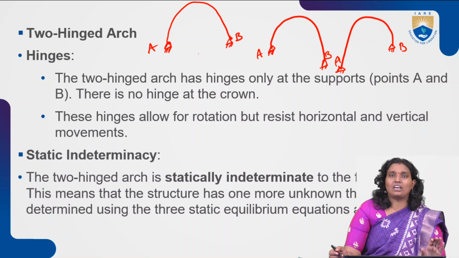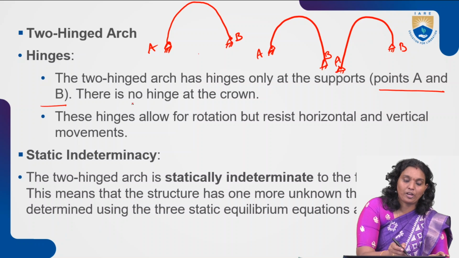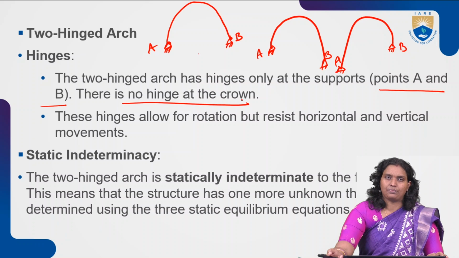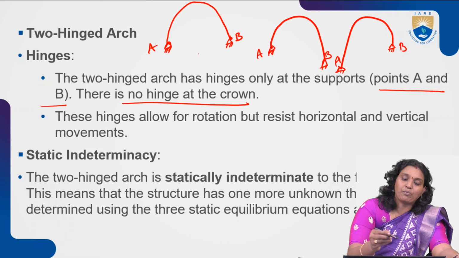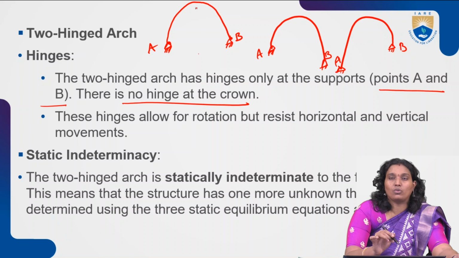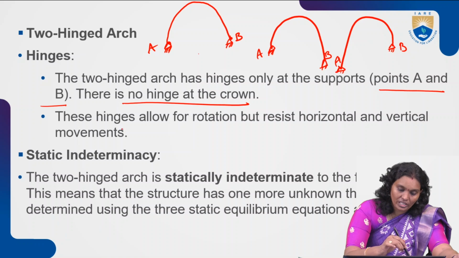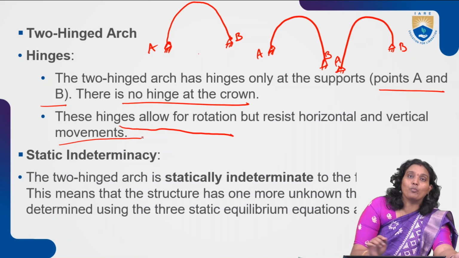Here, the two-hinged arch has hinges only at the supports. Those are point A and point B. There is no hinge at the crown. These hinges allow for rotation but resist horizontal and vertical movements. In three-hinged arches, we also have a hinge at the crown, so it releases that rotation. But in two-hinged arches, the supports allow for rotation but resist horizontal and vertical movements.